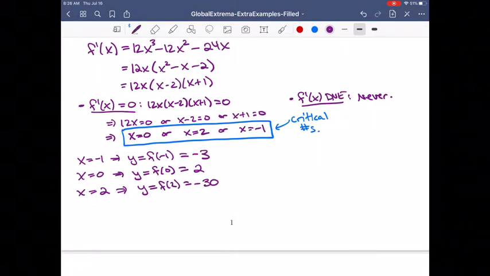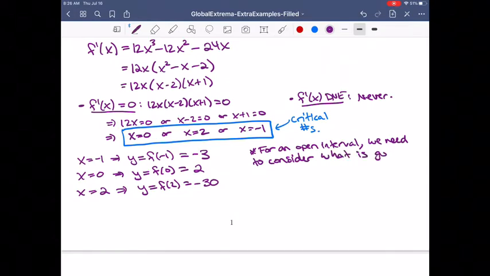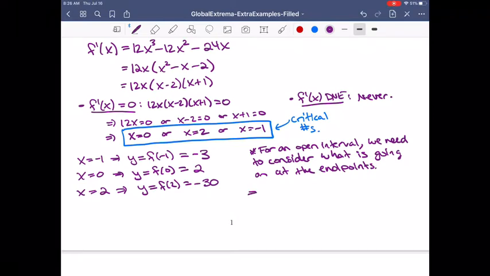So you might be thinking that 2 is the absolute maximum, and negative 30 is the absolute minimum. But we need to think about the endpoints. Okay, so for an open interval, we need to consider what is going on at the endpoints or near the endpoints. So to do that, we're actually going to take the limit.